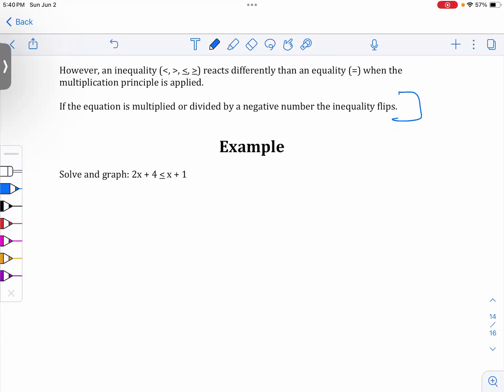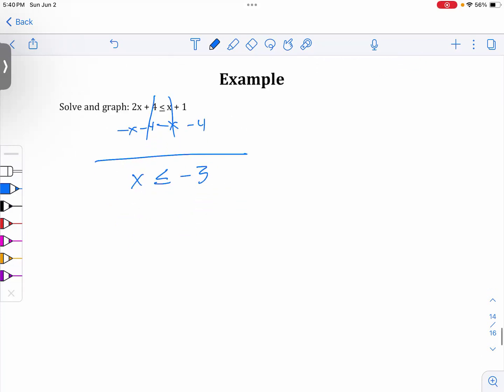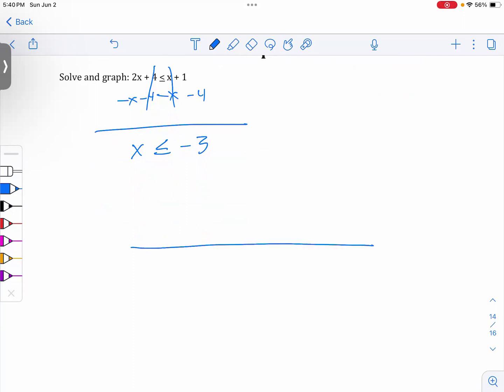So I'm going to solve and graph this inequality. So I'm going to minus x, minus 4, minus 4. The x's cancel, the 4's cancel. Now notice, adding and subtracting numbers doesn't change anything. All right, doesn't change the inequality. My inequality is still less than or equal to. So 2x minus x becomes x. 1 minus 4 becomes -3. And oh, that's solved.